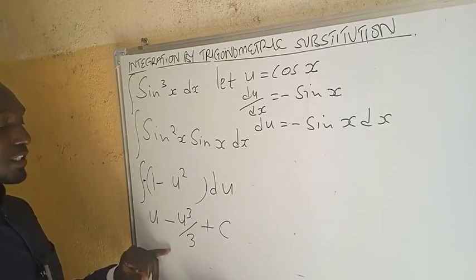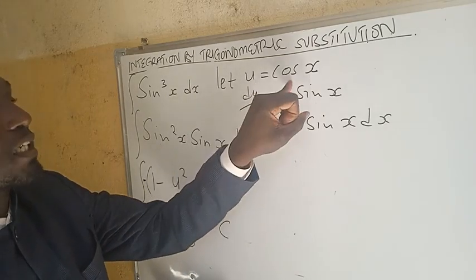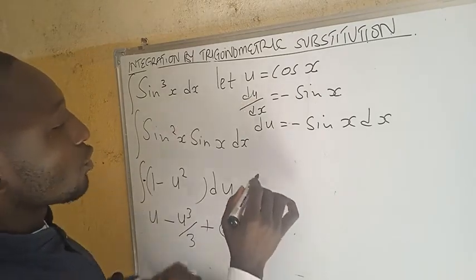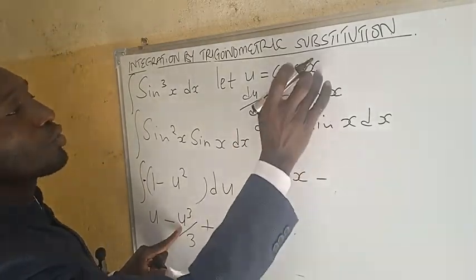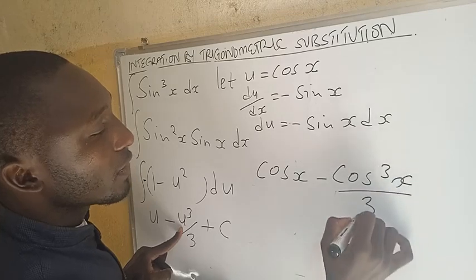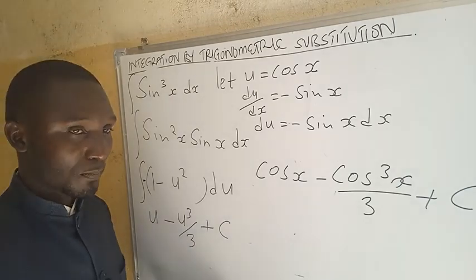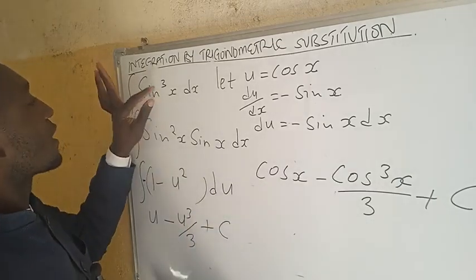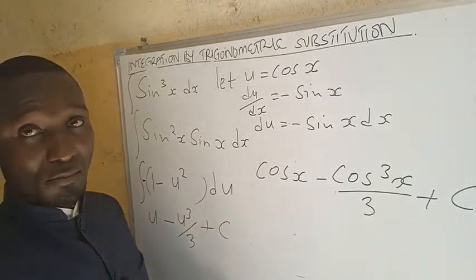But remember, we cannot leave this at this stage, because we said u represented cos of x. So we are going back and say u is our cos x. So cos x minus u cubed, so we have cos cubed of x all over 3, plus c. C is the constant of integration. So viewers, this is the integral of sine cubed of x with respect to x using the trigonometric substitution method.